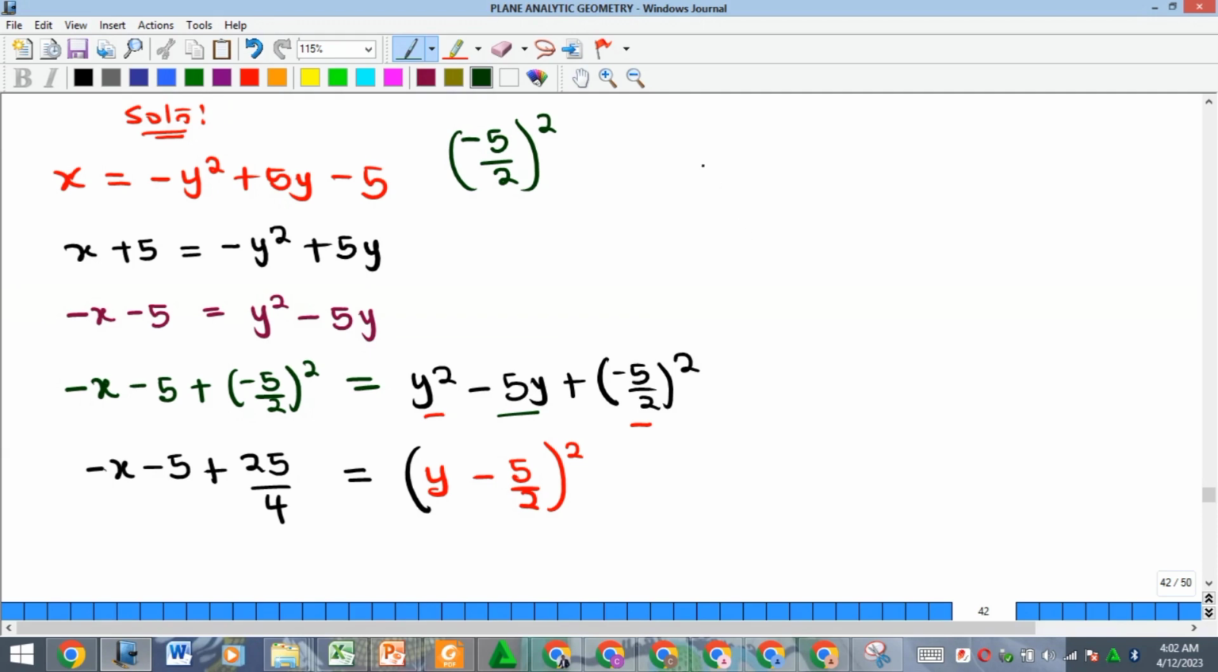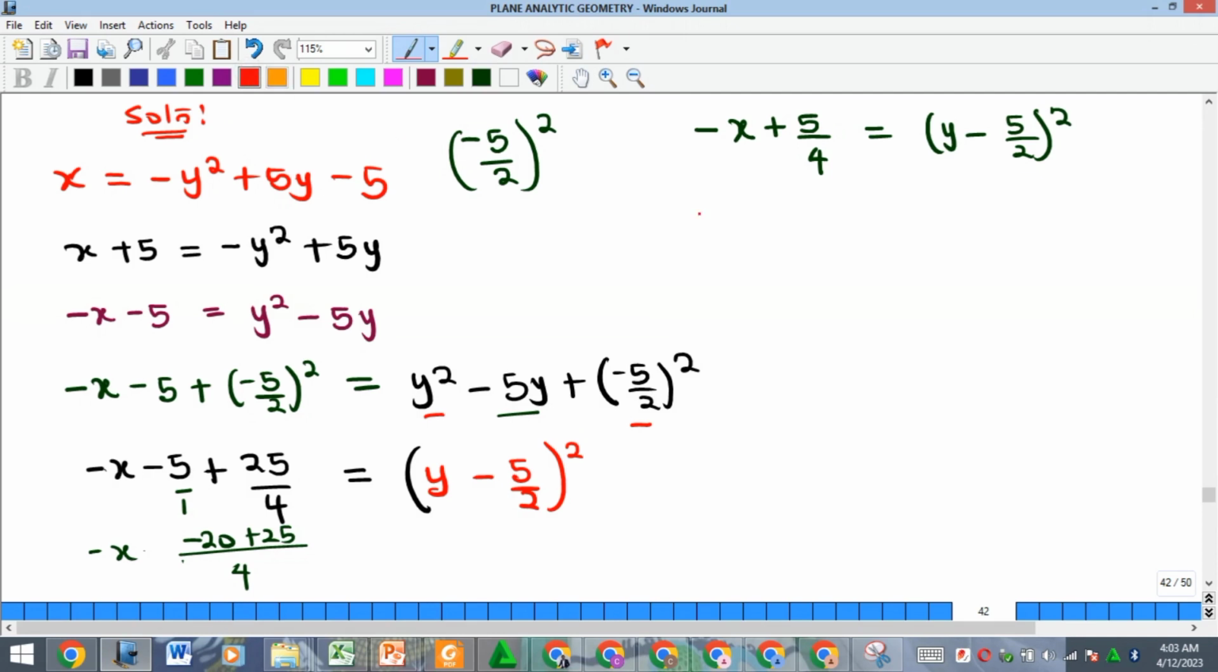Okay, so at this point, what do I do? If we take LCM of these two fractions, that's 4. I will have minus 20 here, then plus 25. Remember, your minus x is here, and that's going to give us, let me bring it up here. So we're going to have minus x, and then minus 20 plus 25 is plus 5 all over 4, and that is equal to y minus 5 over 2 all squared.